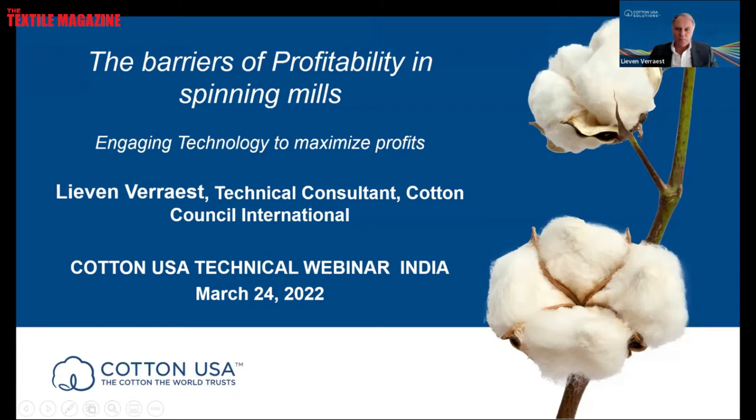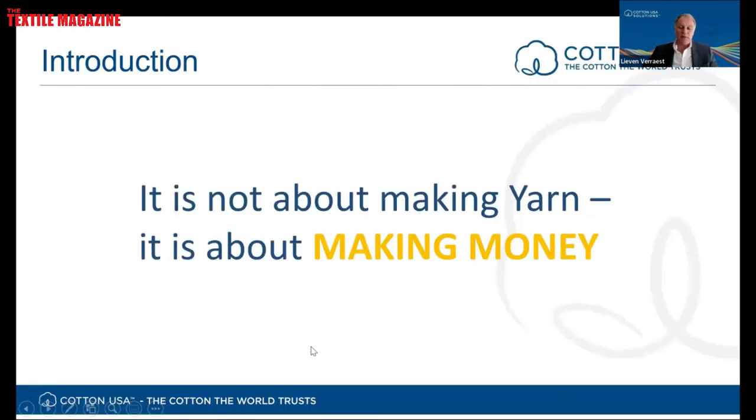First of all, as Vijay already told you, this is our slogan at CCI: it's not about making yarn, it's about making money. Because the ultimate goal of any company, of any spinning mill, is making money. The goal is not to produce the best quality. It's not only cost control. In the end, it's about making money.